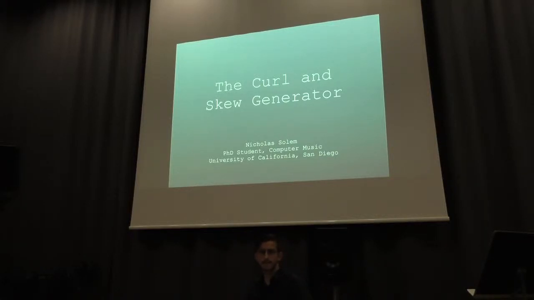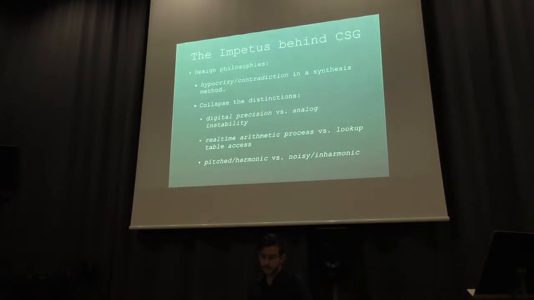So I'll be discussing something that I call the curl and skew generator. My name is Nicholas Solem. I'm a PhD student currently at the University of California, San Diego. So basically the CSG is a virtual instrument available as an audio unit and VST. It started off actually as a Max patch that I programmed using the Gen environment.